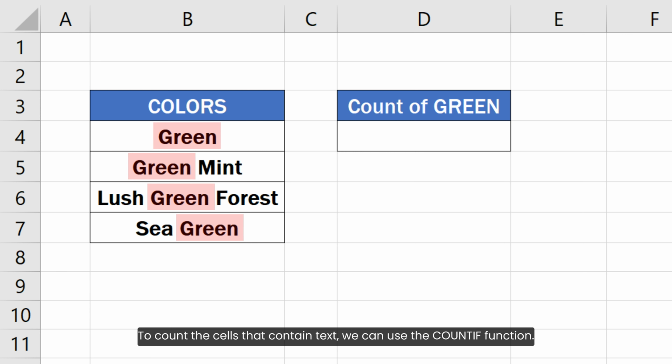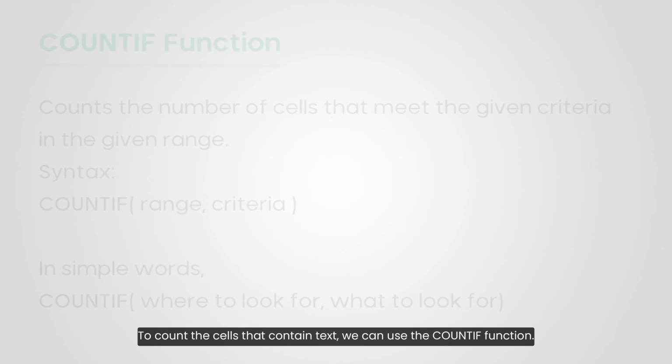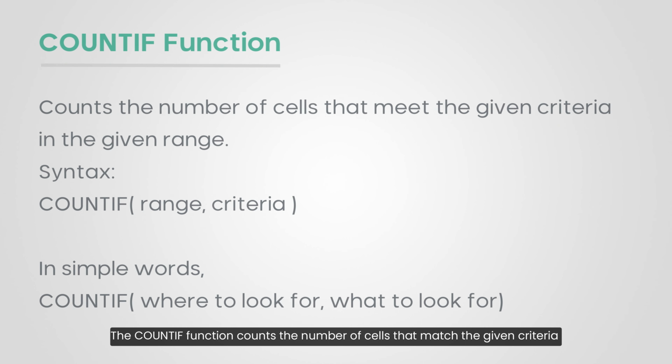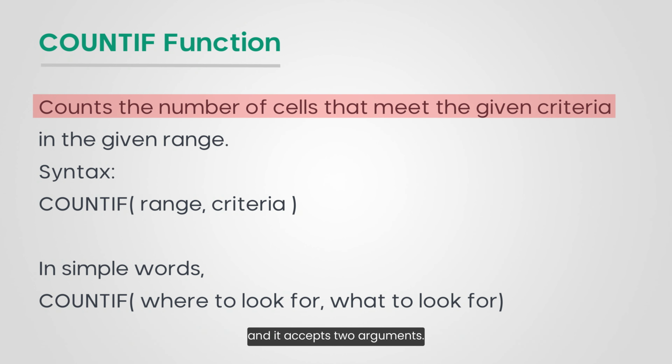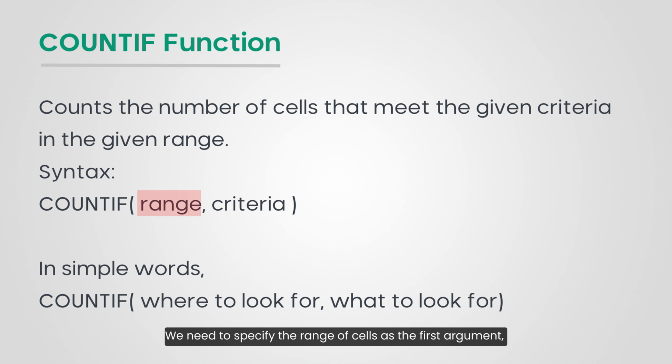To count the cells that contain text, we can use the COUNTIF function. The COUNTIF function counts the number of cells that match the given criteria and it accepts two arguments. We need to specify the range of the cells as the first argument and match criteria as the second argument.